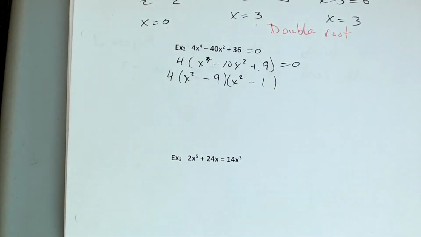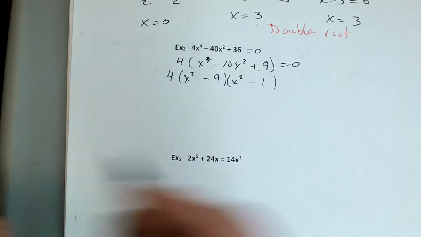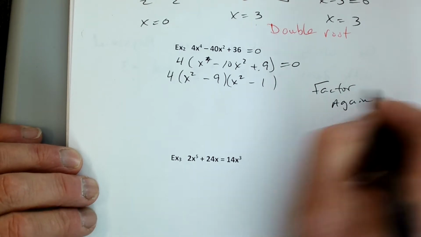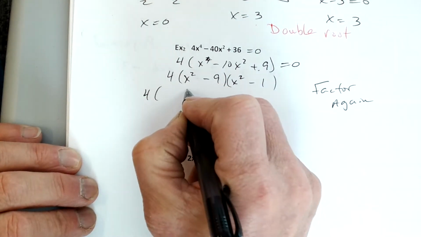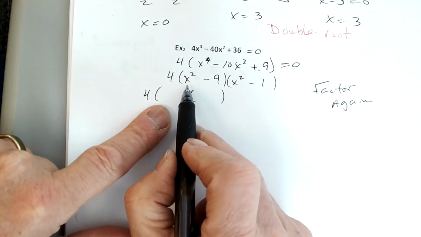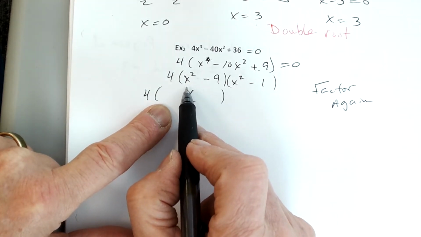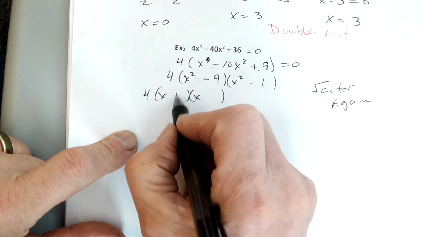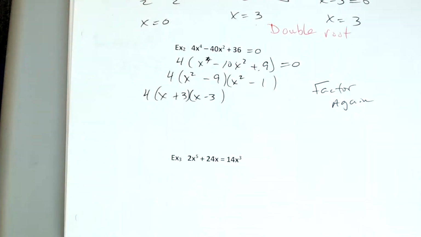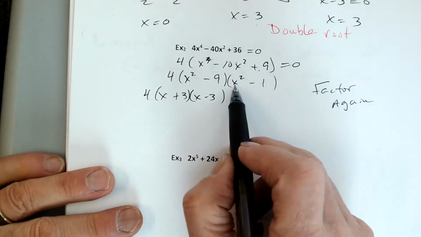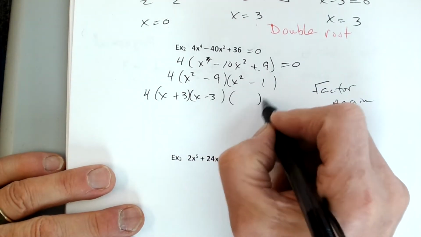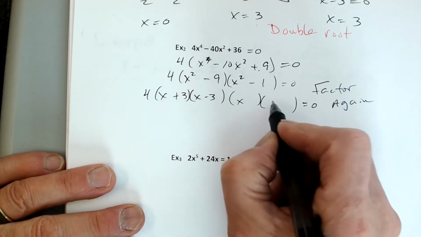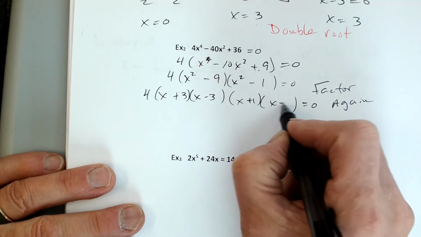Now, I can factor again. Sure enough, one more time I can factor again. This will factor into x plus 3, x minus 3, right? x and x makes x squared, plus 3 minus 3 makes the negative 9. And this one will factor again as well. x squared minus 1 can factor into x and then a plus 1, minus 1, okay?